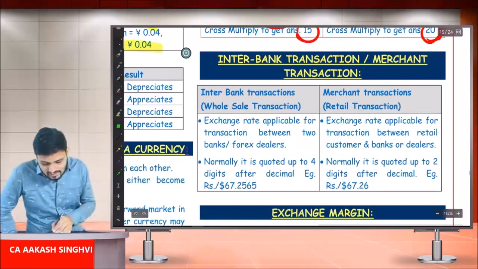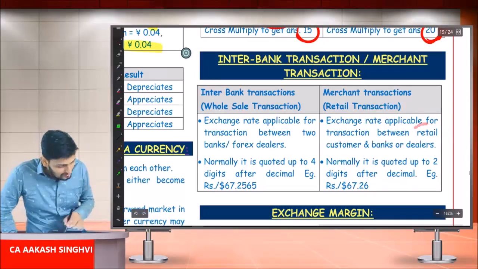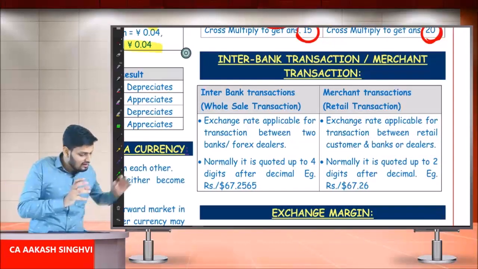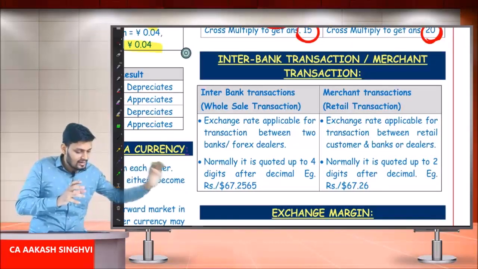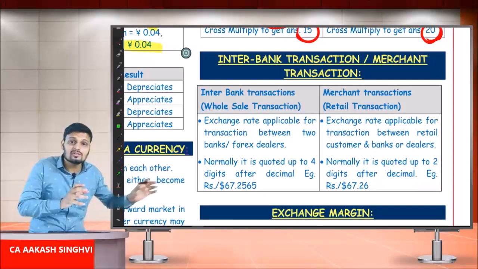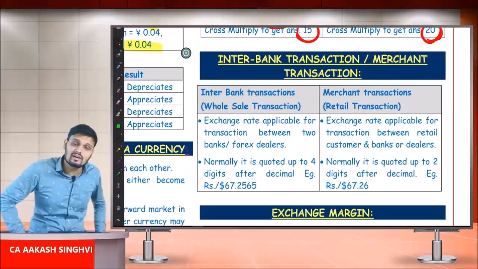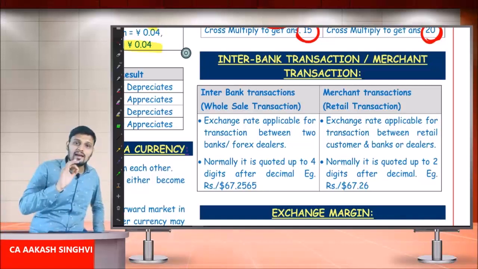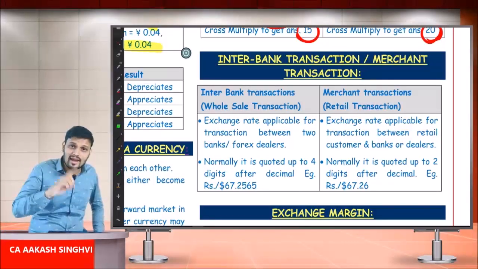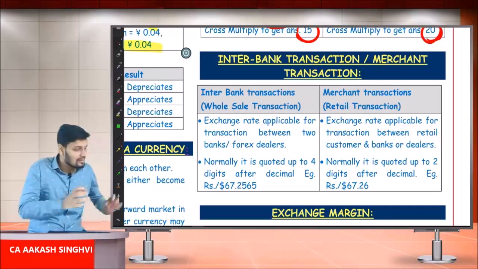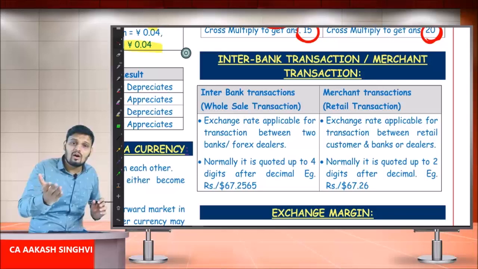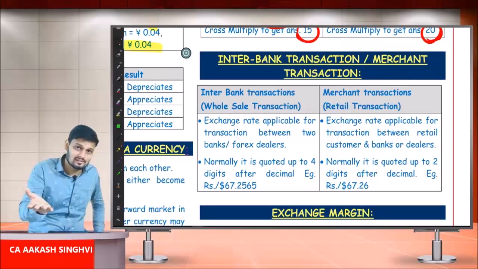And the exchange rate applicable for transaction between retail customers and banks or dealers, that is a bank with the customer, is known as merchant transaction or retail transactions. Generally interbank market rates will be lower than retail rates, because bank to bank they will try to deal at lower rates, and when they are selling to the customer, they will sell at higher rates.